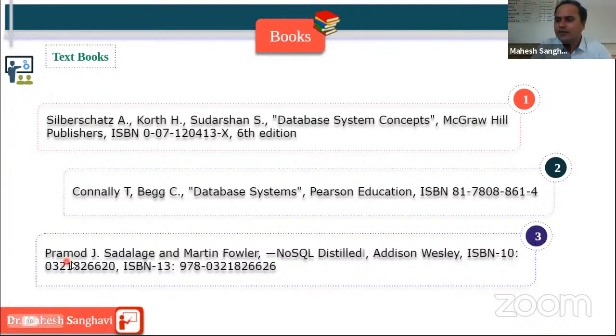And the third book is by Pramod Sadalage and Martin Fowler. He is again a wonderful person who is actually dealing with NoSQL databases. So dear friends, these are the books which are essential as far as your textbook is concerned. 1, 2, and 3. These three books are important. All three are available in our college library. If you need copies, you can come to the college library, and you can issue these books in your name.